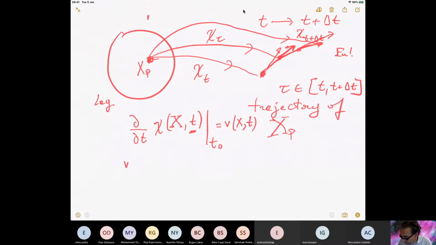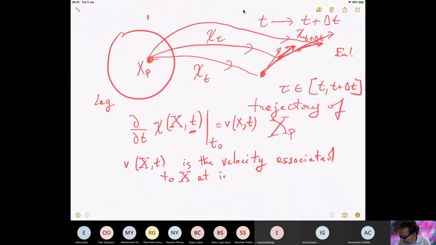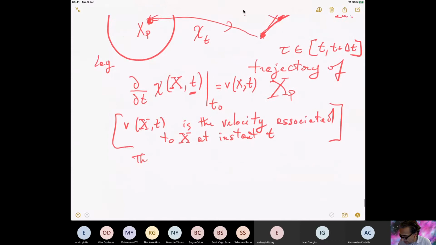Okay, so v of capital X and t is the velocity associated to capital X at instant t. And this definition has a precise physical meaning.